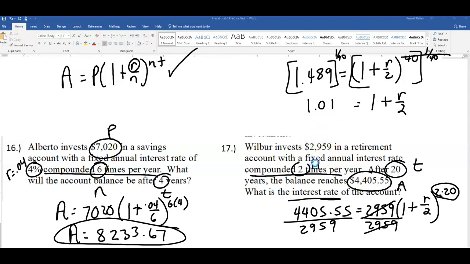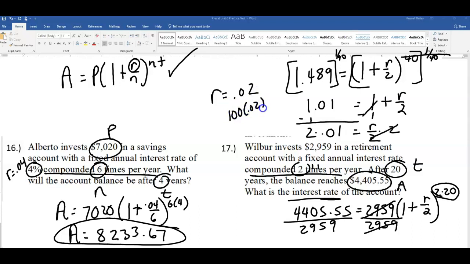The next thing I would do to get r by itself is I would subtract 1 on both sides. And then I would multiply both sides by 2. And so 2 times 0.01 leaves me with r equals 0.02. Now, written as a percent, you would multiply that by 100, and you would get 2%. Okay? So r is 0.02, but as a percent, we would say 2%.